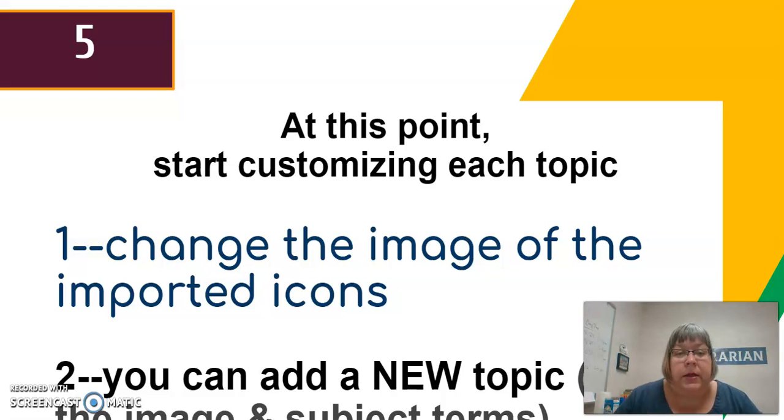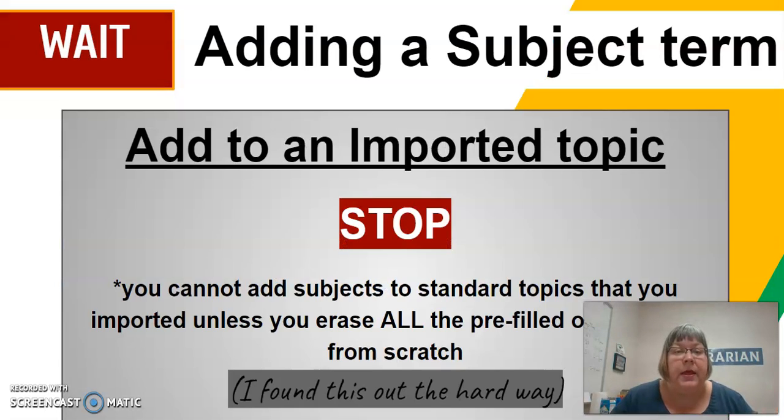At this point, you're going to start customizing each topic. You can change the image of the imported icons and you can add new topics. Plus, by doing that, you're going to create new subject terms and the image to go with a new custom topic. So one moment: if you've imported topics, you can't add any subjects to those topics.